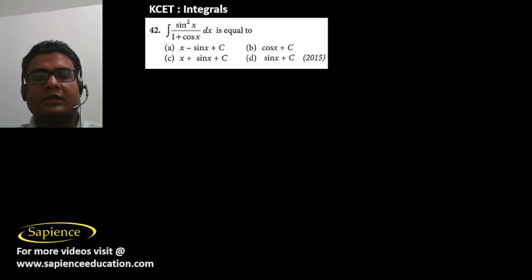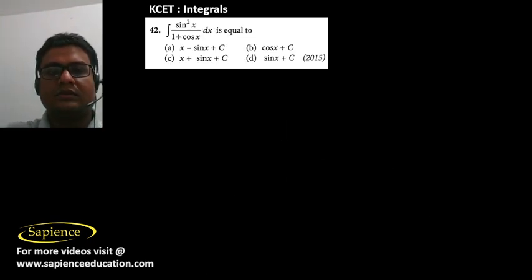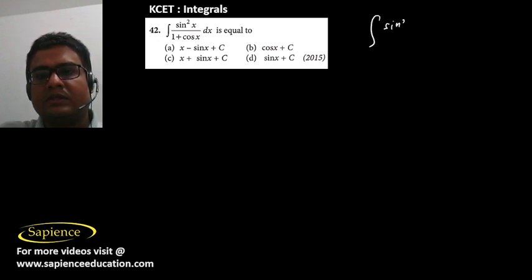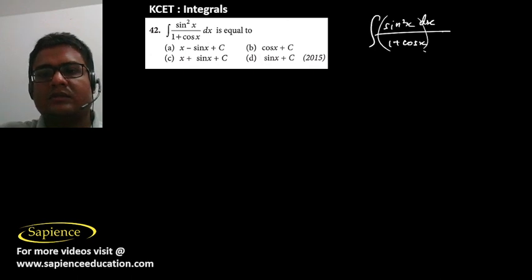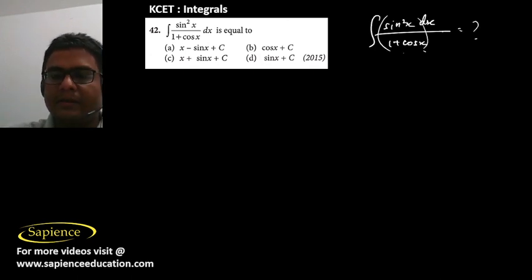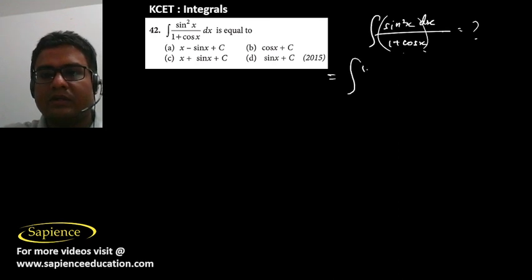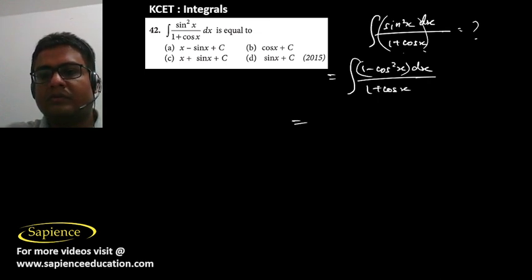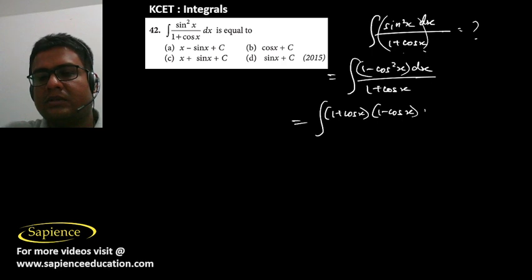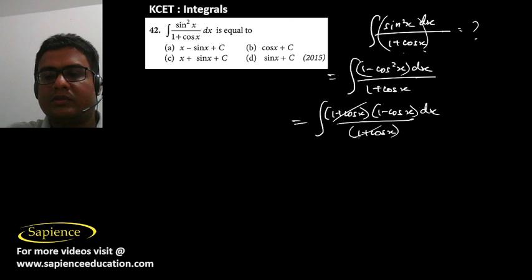Okay. Then in question number 42 it is told, integral of sine square x into dx divided by 1 plus cos x, that is equal to how much? So sine square x, I can write as 1 minus cos square x, into dx divided by 1 plus cos x. Now a square minus b square is a plus b into a minus b, so 1 plus cos x into 1 minus cos x, dx divided by 1 plus cos x. These two expressions will cancel.